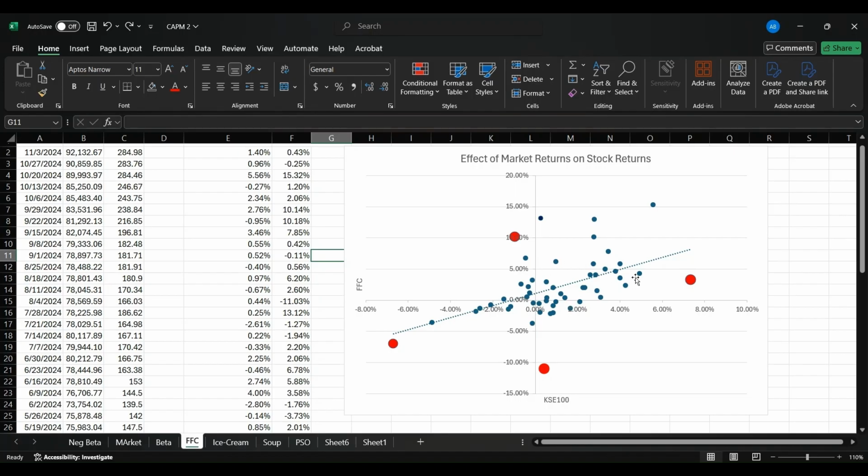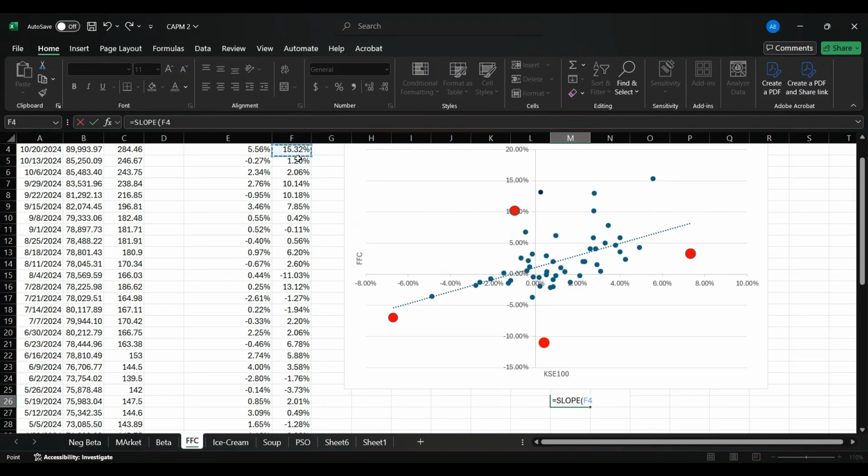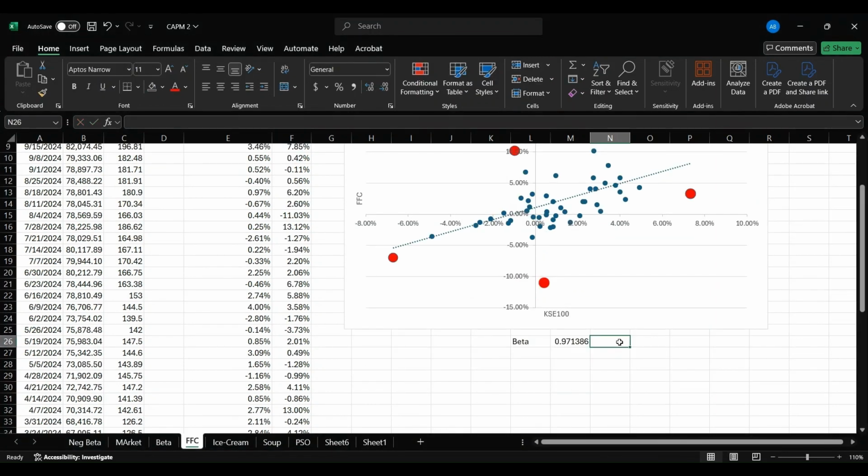These points, however, do not represent the overall trend. As we can see from the trend line, it is upward sloping, which indicates a positive trend. And if we take the slope of this line, we get the beta. Fauji Fertilizer for this period has a beta of 0.97. This is not negative, yet Fauji is slightly less risky than the market. So if the market goes up by 1%, Fauji will go up by 0.97%. And if the market goes down by 1%, Fauji will go down by 0.97%.